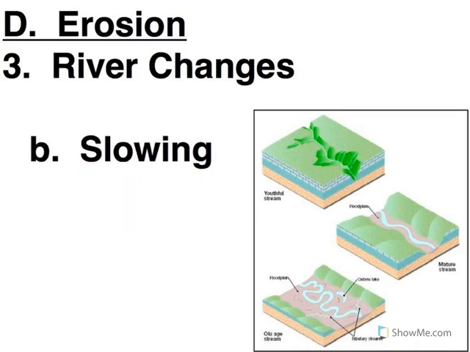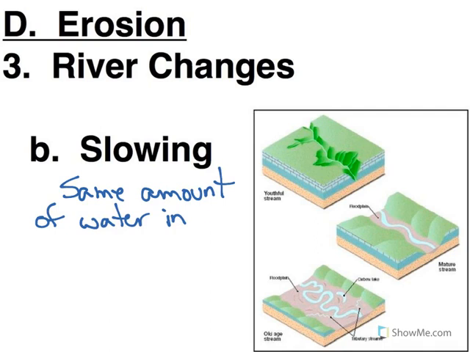That will also cause the river flow to slow, because now you have the same amount of water in a wider river. And so it doesn't have to flow as fast to move.